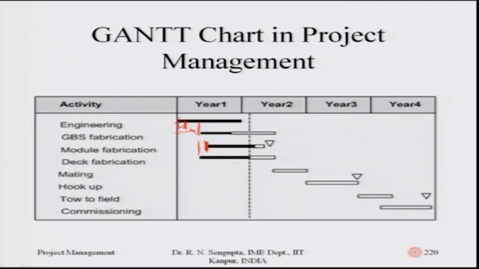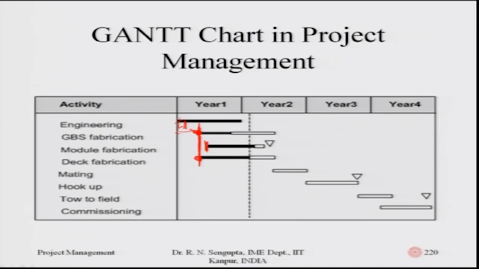Then the deck fabrication starts exactly as per the norm when the GBS fabrication starts. So there should not be any delay, which means the time difference between the start of this activity 2 and activity 4 should be 0. They start at the same time. Then you have mating, the overall fabrication part, the hookup, the tow to the field, and commissioning work, which is done, considering whatever project is there.